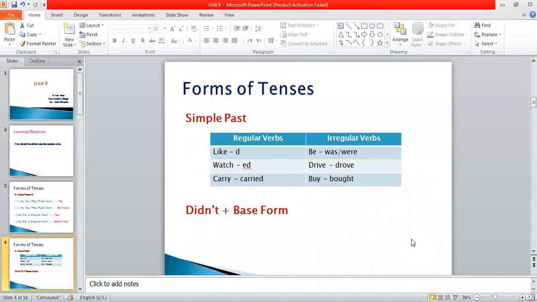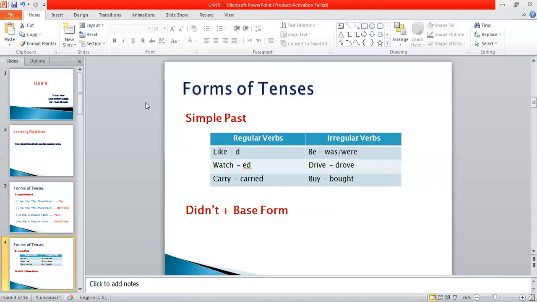Number 2, the second tense that we have today is the simple past. As you see, I divided the verbs into 2 parts, regular and irregular verbs. The regular verbs, all verbs that end with D or ED or IED. The irregular verbs, no way. You have to know them without any change.